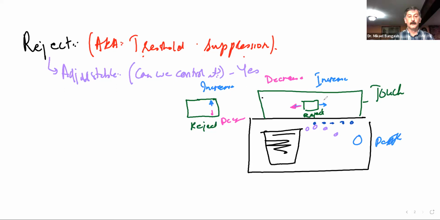Is that clear? Mainly you just slightly tap on it. If you tap here, the reject will increase. If you tap here, the reject will decrease. Likewise, if you tap on this one, the reject will decrease, or tap on this one here. Is that clear?